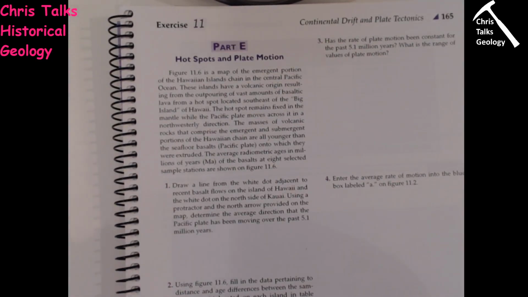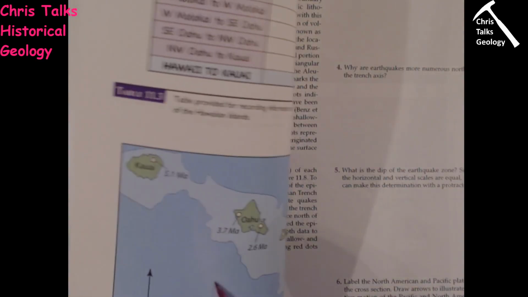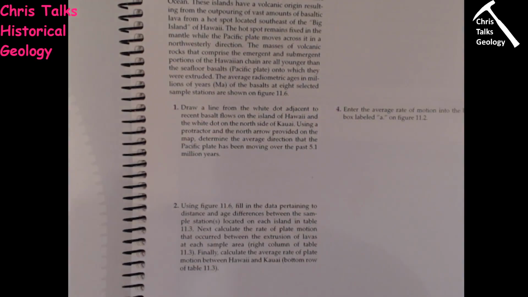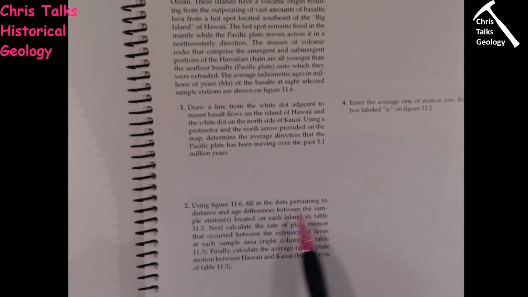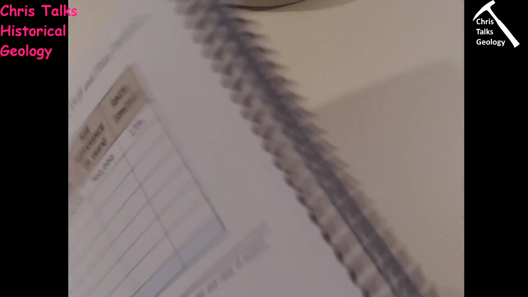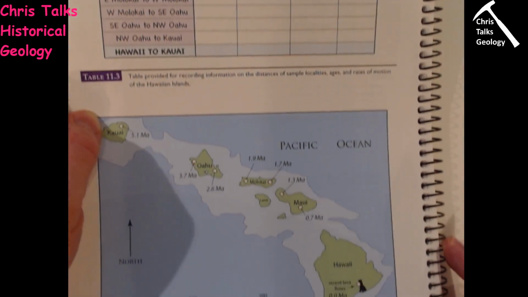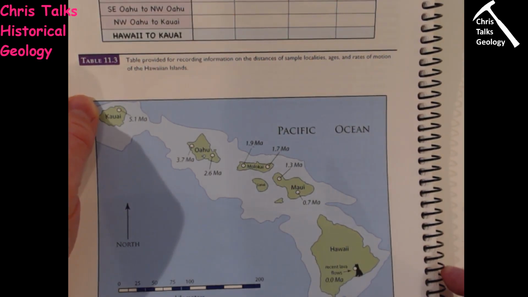Part 2, which would really help if I had it in the field of view. There we go, that's far more helpful. So using figure 11.6, which is the Hawaiian Island diagram here, fill in the data pertaining to distance and age differences between the sample stations located on each island in table 11.3. So here we go. We have our table at the top here, and we have our map down here at the bottom.